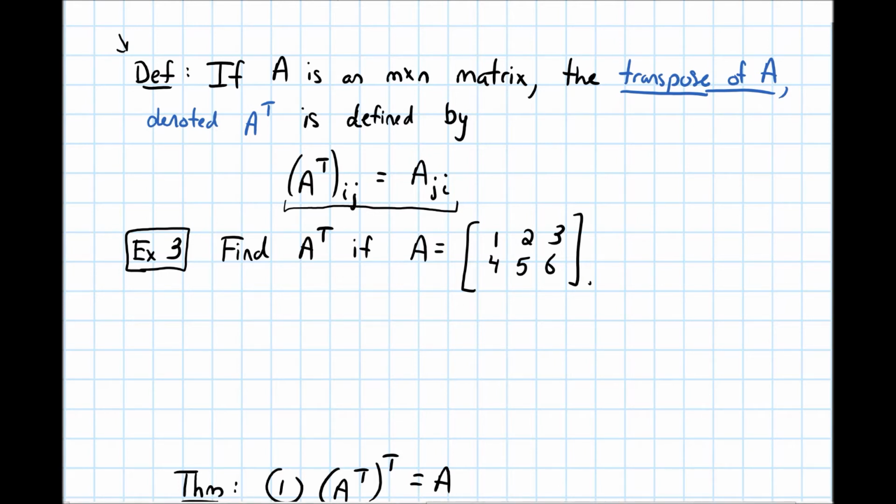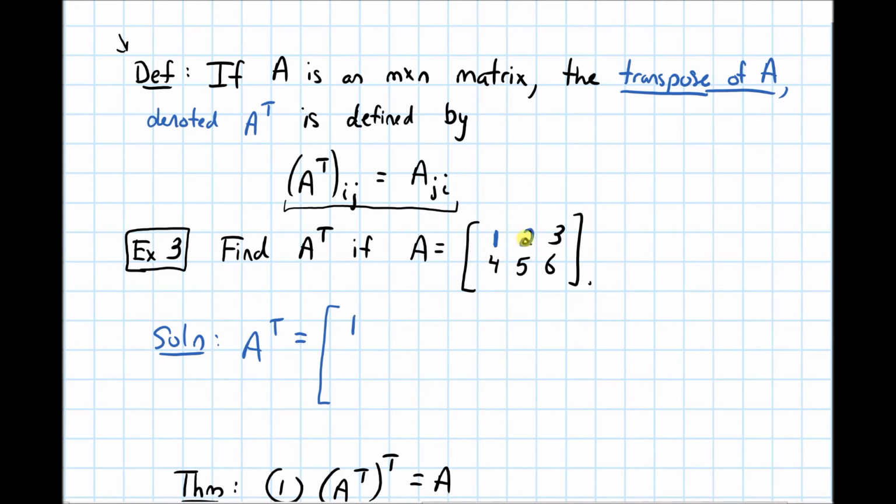It's easiest to explain what I mean by that by doing an example. Let's find the transpose if my matrix A is 1, 2, 3 in the first row, and 4, 5, 6 in the second row. Let's write out what the transpose is. The first row of A becomes the first column of the transpose. The first entry is in row 1, column 1, so when I switch the roles of the rows and the columns, that just stays where it is, still row 1, column 1.